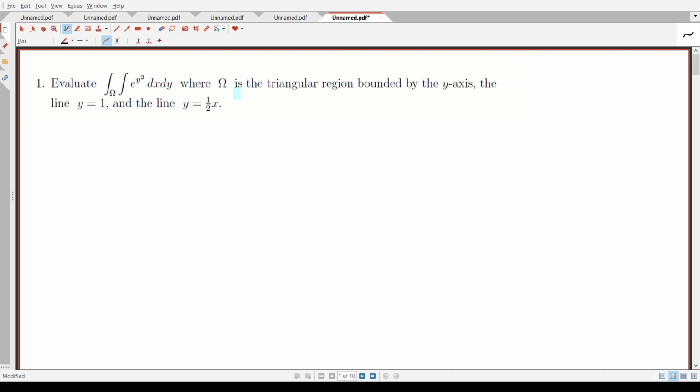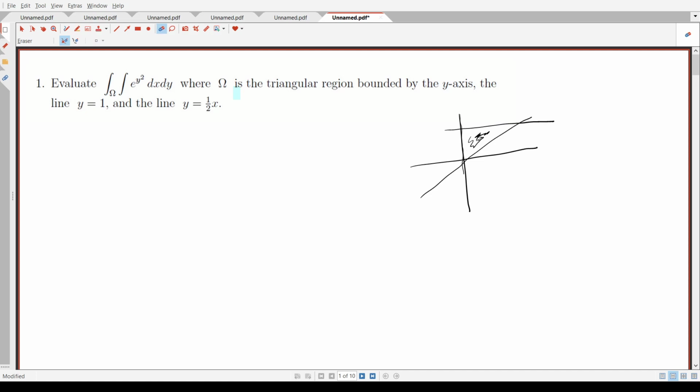Okay, so we want to evaluate this integral. So the first thing I need to do this is I need the bounds. So the way I do this is I need to draw the region. Okay, so here we have the line y equals 1/2 x. That's going to look something like this. And we have the line y equals 1. And the y-axis, right? So that's here. It's the vertical. So this is the region we're interested in.